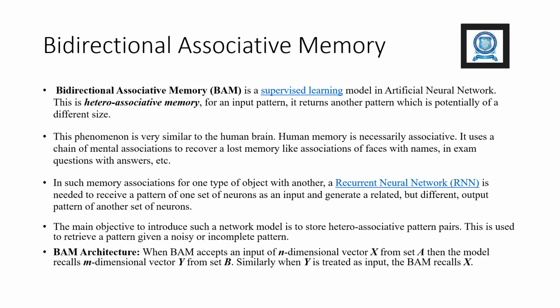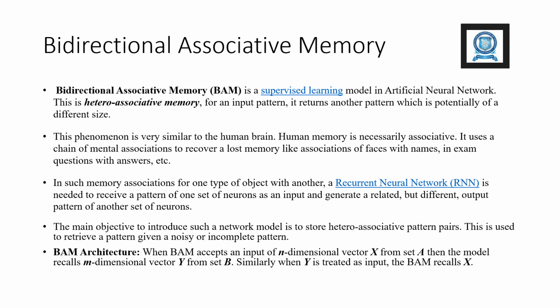Next is bidirectional associative memory. Bidirectional associative memory, BAM, is a supervised learning model in artificial neural network. This is heteroassociative memory. For an input pattern, it returns another pattern which is potentially of a different size. This phenomenon is very similar to the human brain. Human memory is necessarily associative.